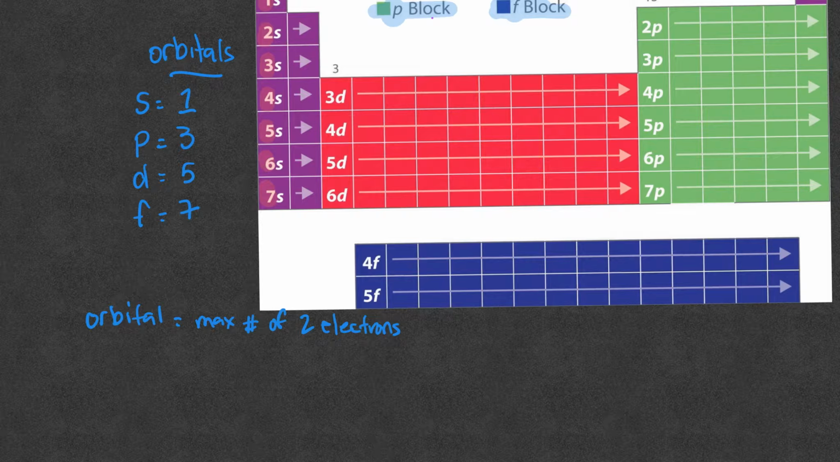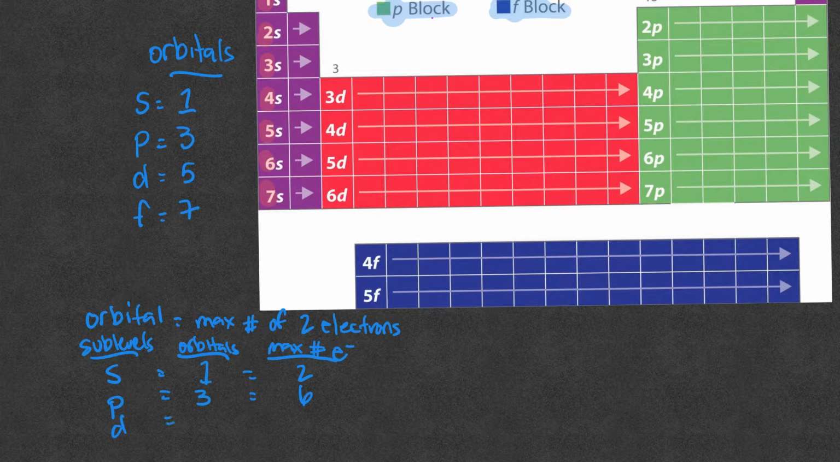So, here are your sublevels, here are your orbitals, and this is going to be the maximum number of electrons. If S only has one orbital, the maximum number of electrons within the S sublevel is 2. P has 3 orbitals, so the maximum number is 6. D has 5 orbitals, so the maximum number is 10. And then F has 7 orbitals, and the maximum number is 14.